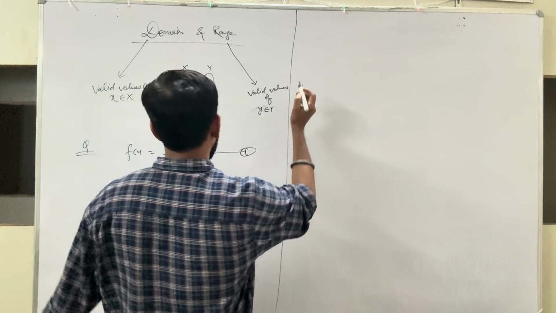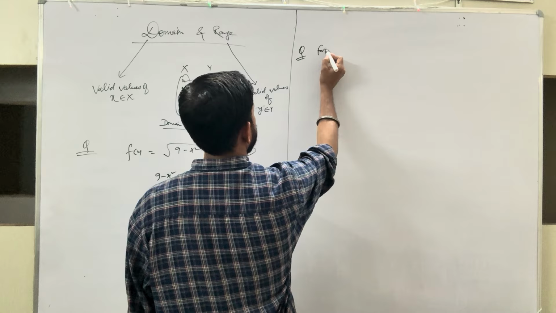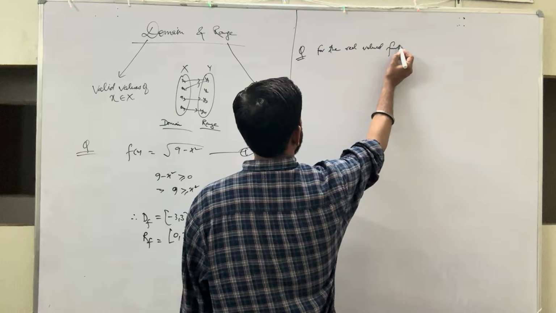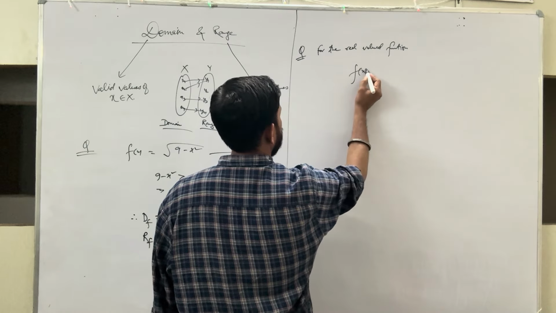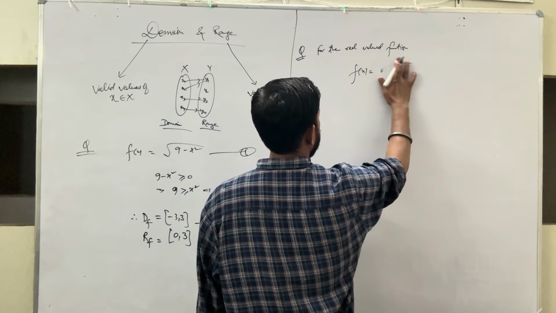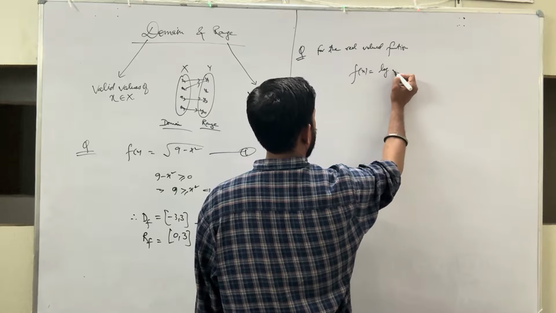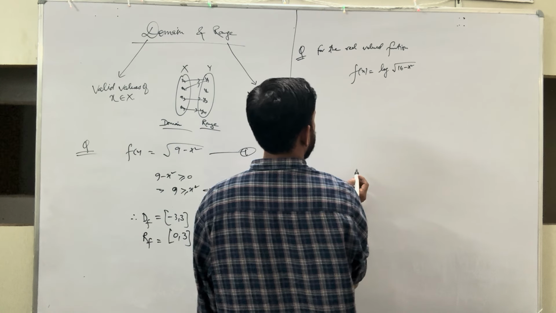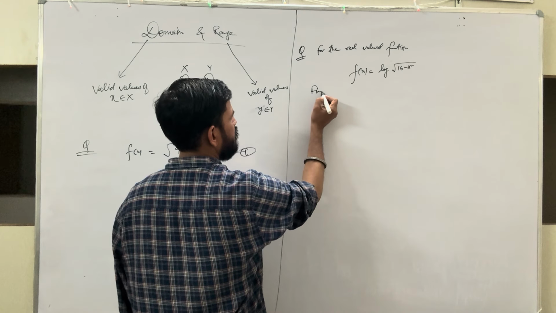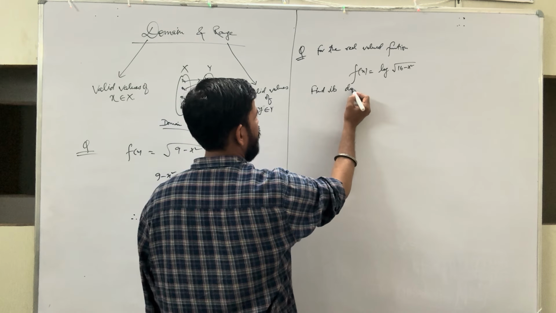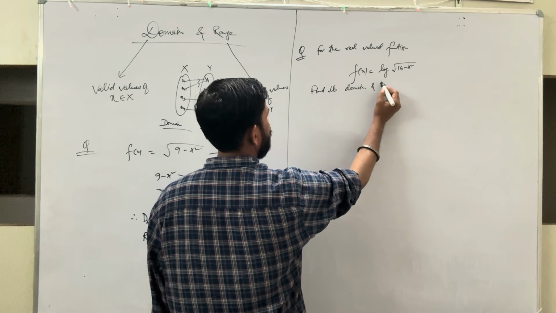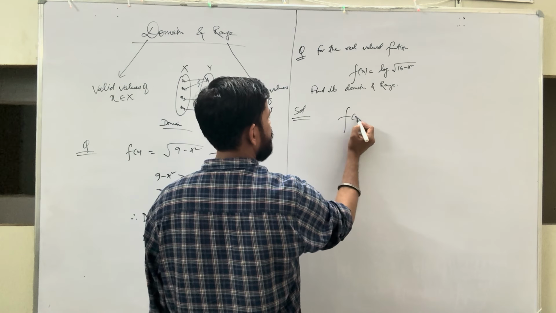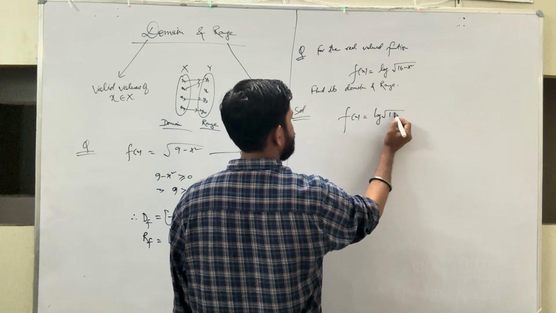Let us take another example. For the real valued function f(x) equal to log of square root of 16 minus x square, find its domain and range. Let's see, f(x) is log of 16 minus x square.